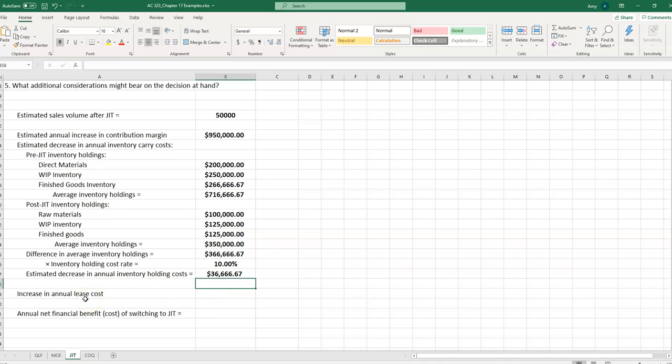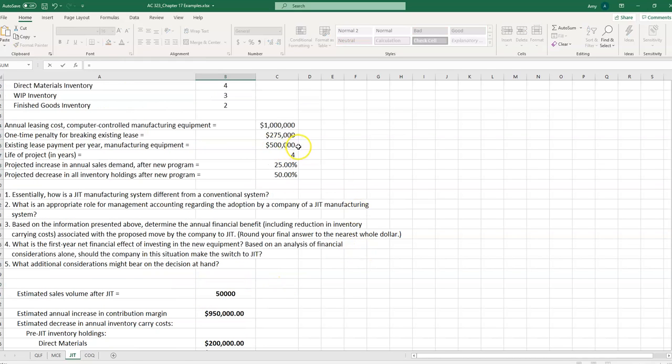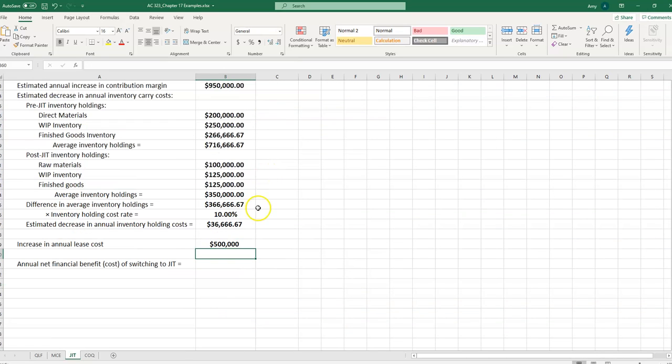Next, we're going to look at that increase in our annual lease cost. So we currently are paying $500,000 a year for our lease, and this new equipment is going to require a $1 million a year lease. So $1 million minus $500,000 is $500,000 in our increase in the annual lease cost.